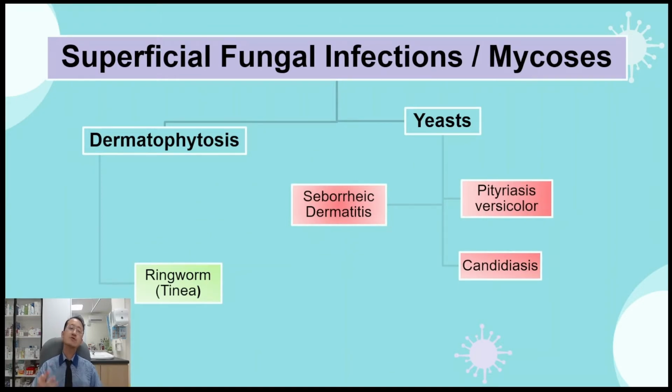When we talk about superficial fungal infection, there are two main broad categories: dermatophytosis, and the other one will be yeast. Dermatophytosis will be the common one, called tinea or ringworm. The yeast infection can be seborrheic dermatitis, pityriasis versicolor, or candidiasis. I will elaborate more on the ringworm and the others later.